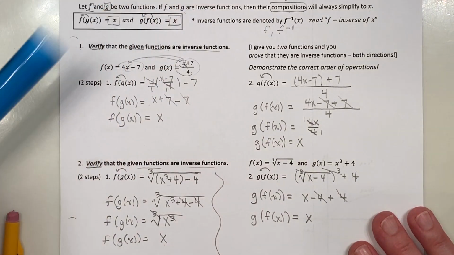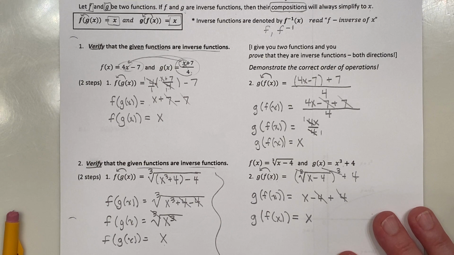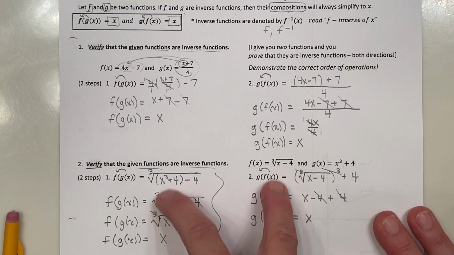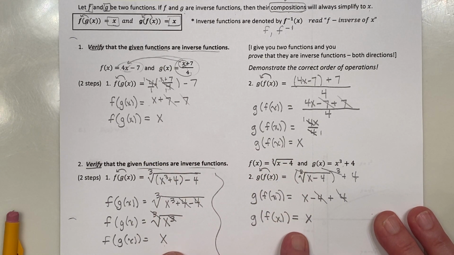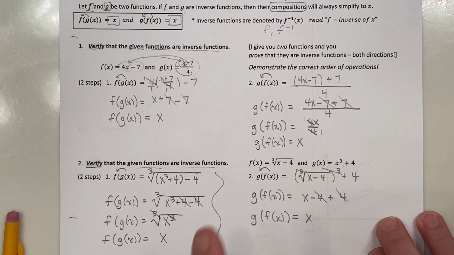So here we've just verified that the given functions are inverse functions by doing 2 compositions, and when we do the correct order of operations, both those compositions result in x, which happens to be the line of symmetry of y equals x.